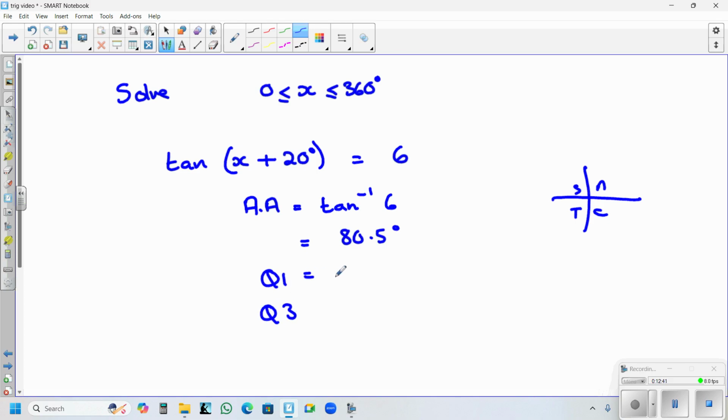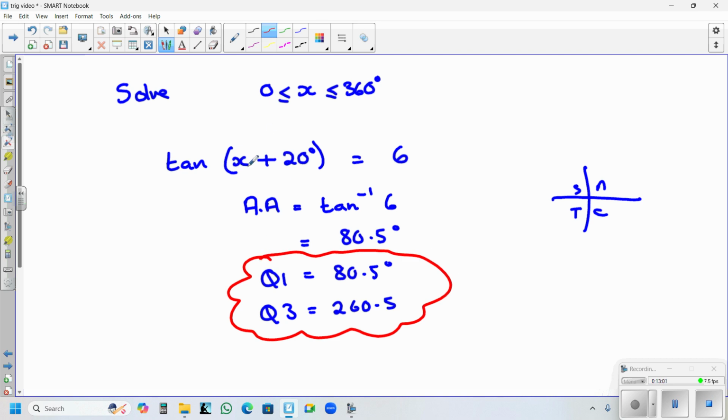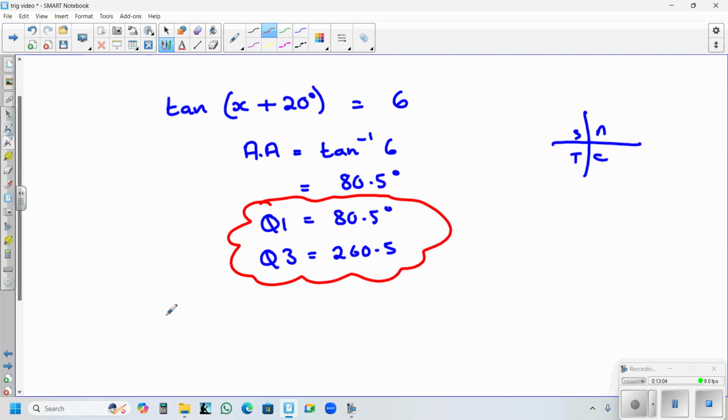So in quadrant 1, we've got the acute angle, which is 80.5. In quadrant 3, we've got 180 plus the acute angle, which is going to give us 180 plus another 80.5, which is 260.5. Now, that would be my 2 answers, but it's not x that's there. We'll get x plus 20, but it's okay because it just makes a wee easy equation. So it means that x add on 20 degrees is equal to the first answer, which is 80.5 degrees, or else x plus 20 is equal to 260.5 degrees, and we do that simple equation.